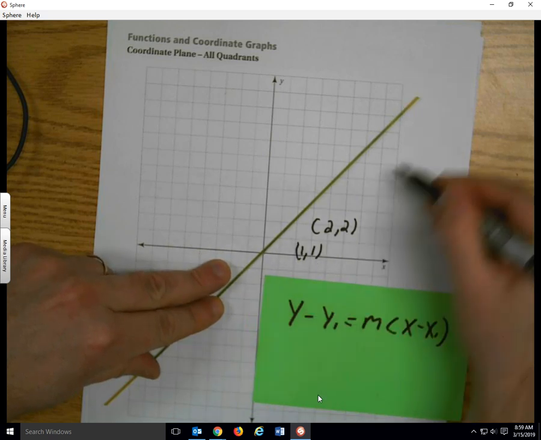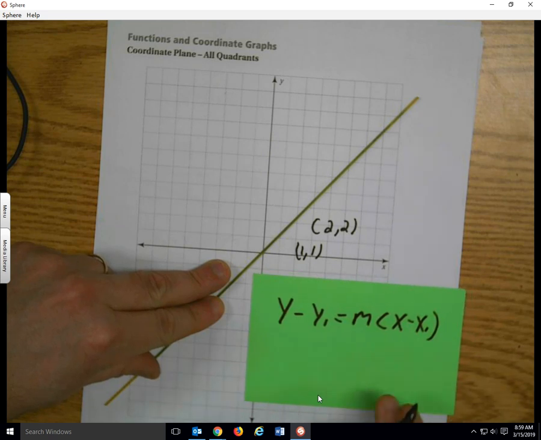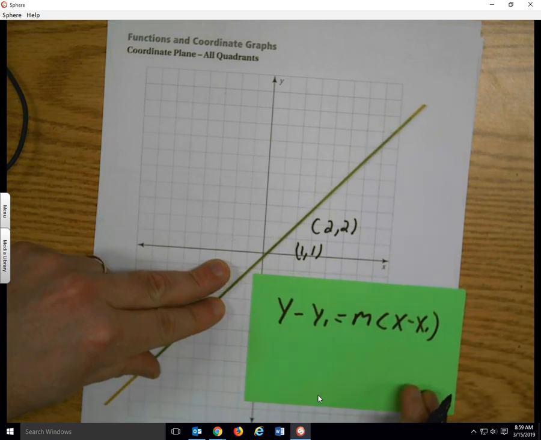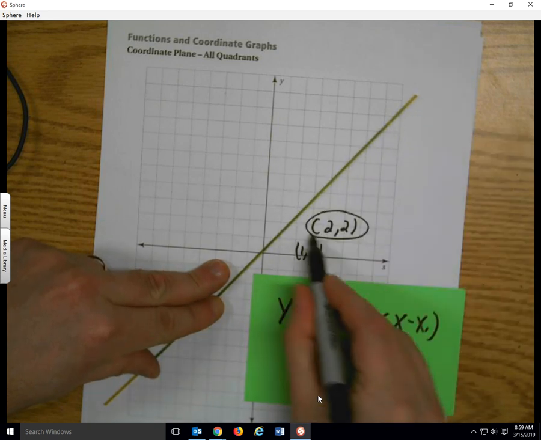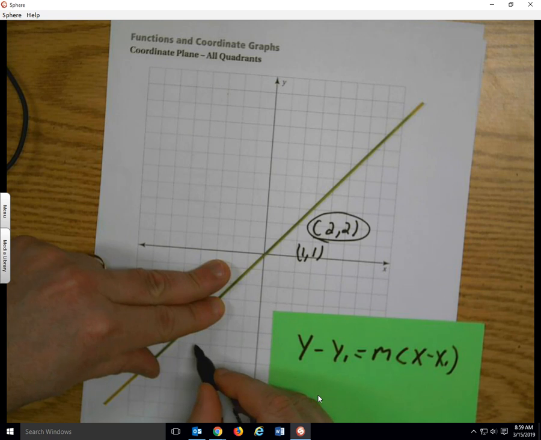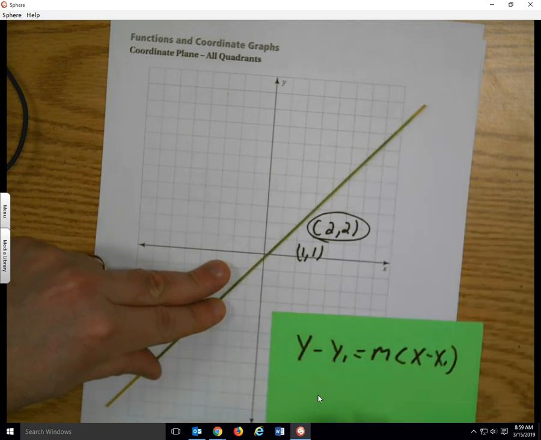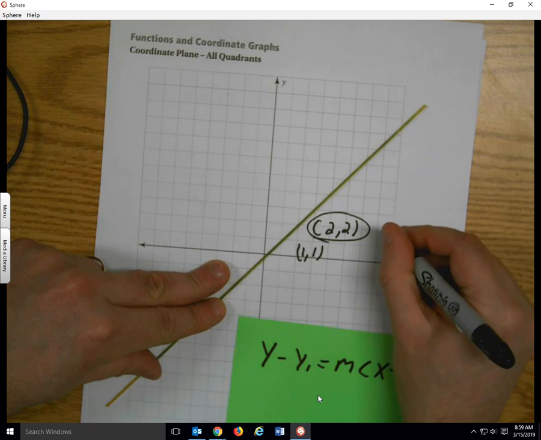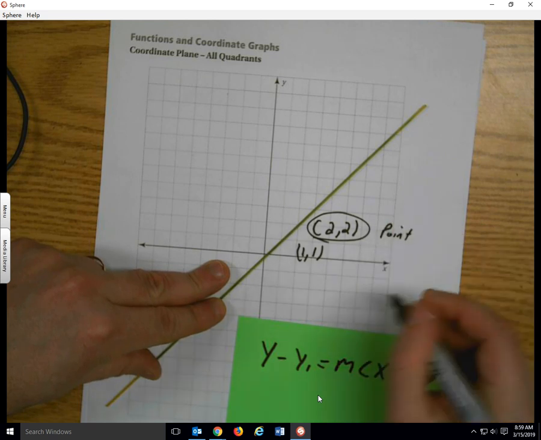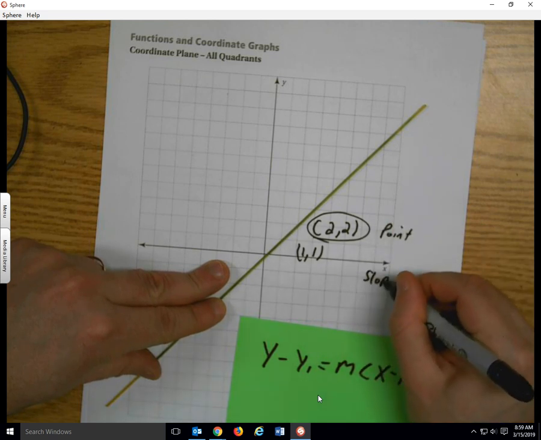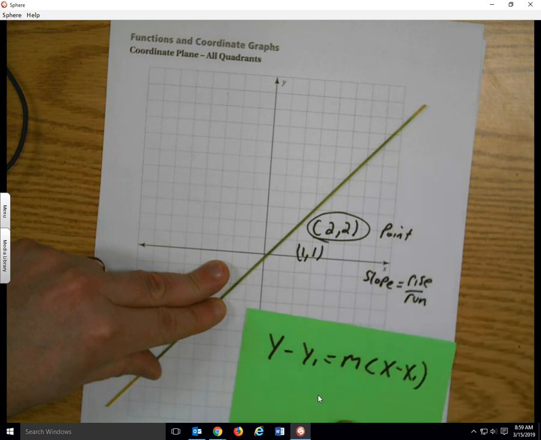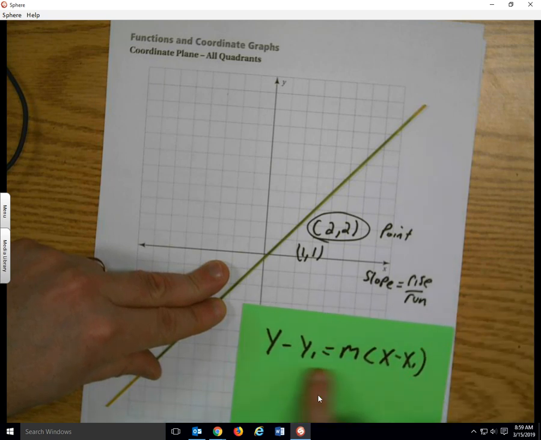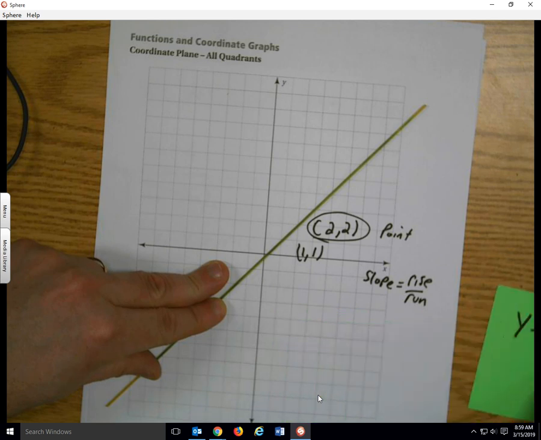I could use any point, but the reason it's called a point-slope form is because you need one point, any point on this line. I'm going to choose 2 and 2. But I could have chosen any. I could have chosen -6 and -6. If it's on this line, it works. And then you choose a point. And then you also need the slope, the rise over run. And if you have those two things, you can fill this in. So let me show you how real quick.